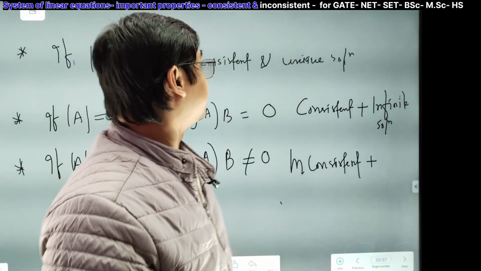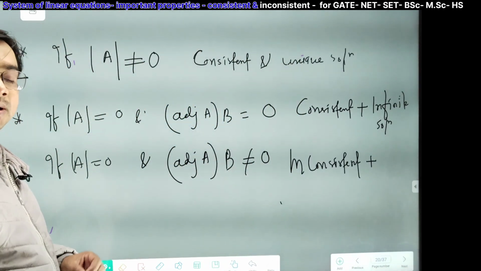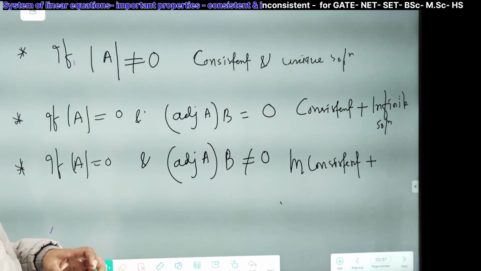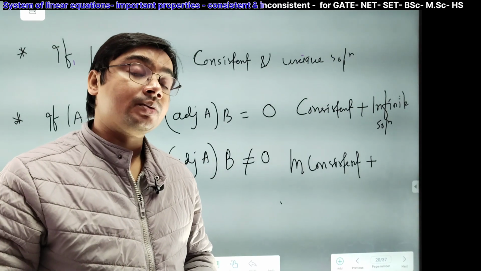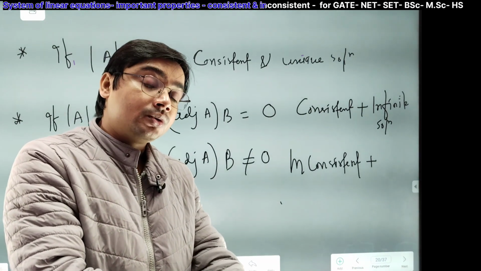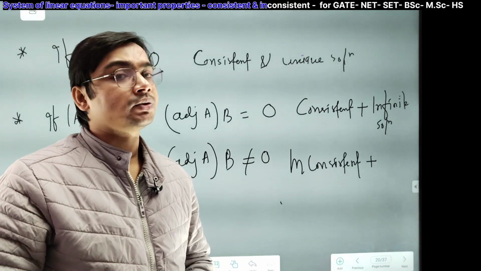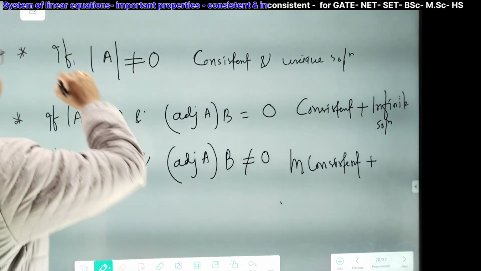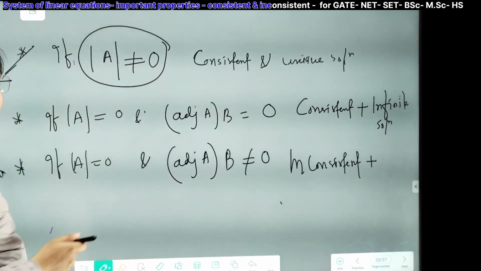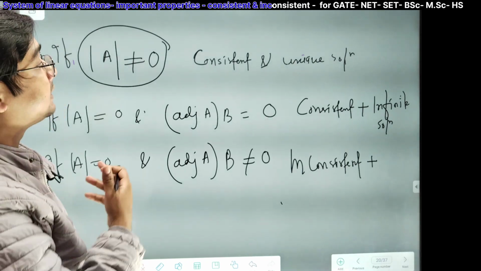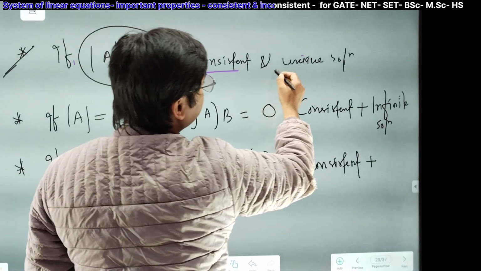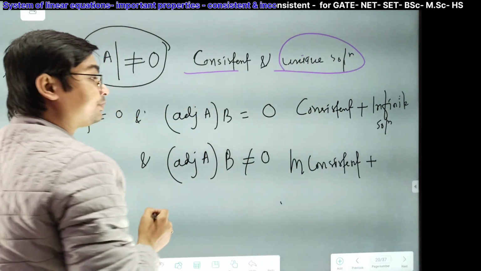Now you see, when will the system of linear equations have a solution, and if the solution exists, under which condition will the system have a unique solution or infinite solutions? These are most important. So this is the first condition here. If the determinant of A, the determinant of the coefficient matrix, is non-zero, then the system is called consistent and it will have a unique solution.